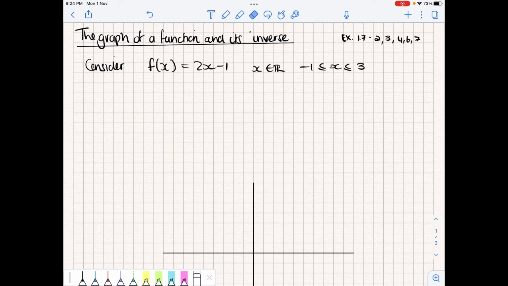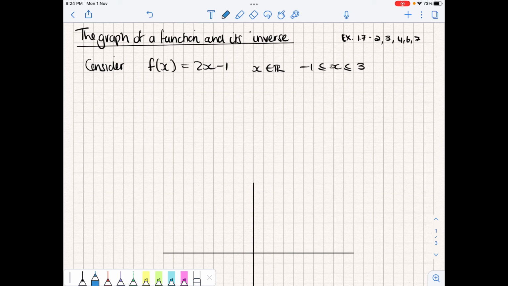Right, so today we're going to look at the graph of a function and its inverse. And we have a nice simple one to start off with. So we have the function f of x equal to 2x minus 1. And we have a domain restriction between -1 and 3.